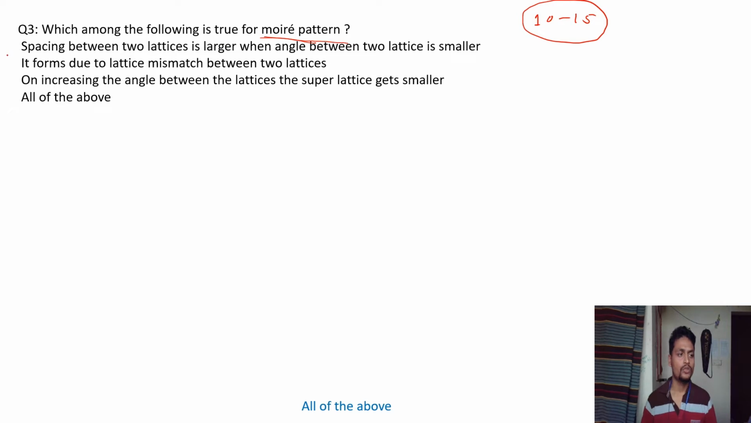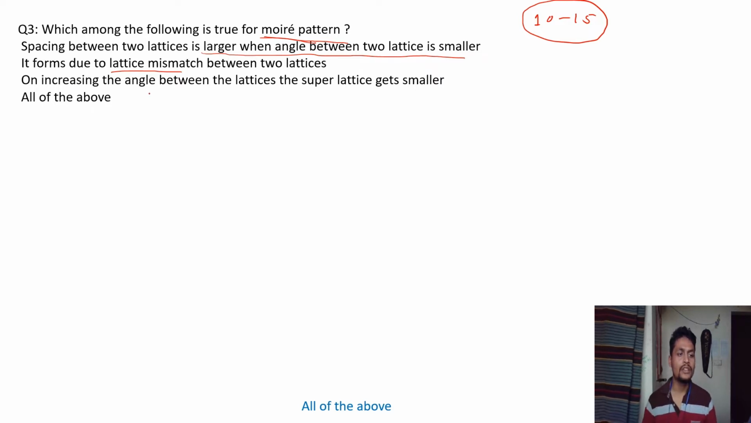So let me first iterate the options. What is given? The spacing between two lattices is larger when the angle between two lattices is smaller. We'll see what is written here and try to explain that. Now the second point is it forms due to lattice mismatch. I said already, even a very small lattice mismatch can form a big lattice and a new pattern on the crystal surface, and that is called the Moiré pattern. So that is obviously true, and I'll discuss that as well with the help of some mathematics or some cartoons.